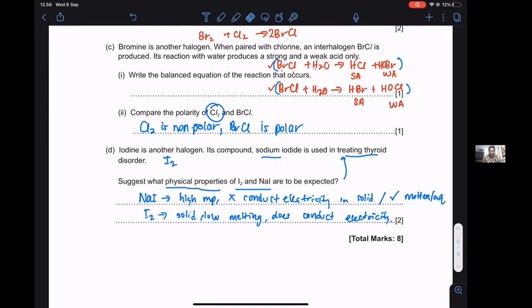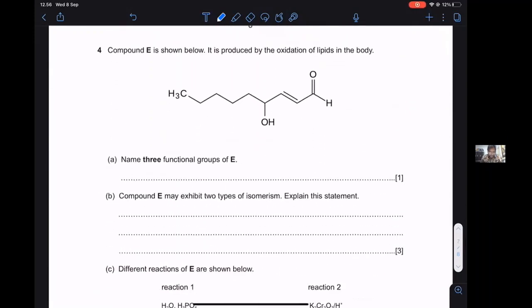But again, it's a physical property. So maybe if you're just referring from here, you say both of them are solid also. Yes, can. But since it's 2 marks, if you just say NaI and I2 are solid, then I will just give you 1 mark. But again, you can get marks if it is a physical property. Please take note. Next, number 4. So you have compound E.